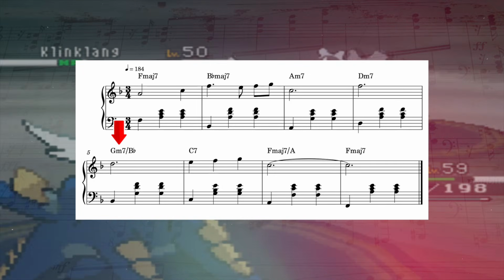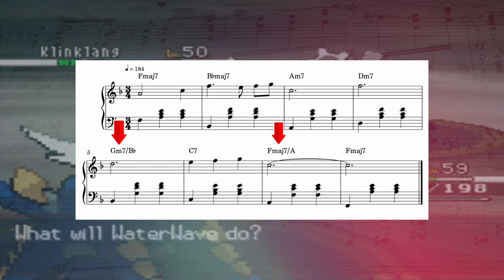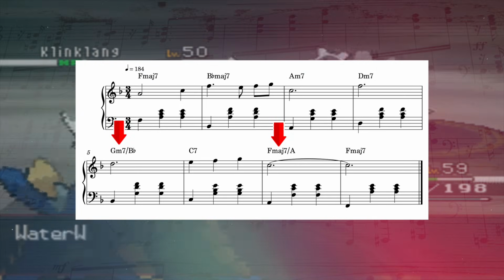I like the first 4 bars in root position, but there are 2 spots in the second phrase where we could use first inversion chords. We could change this G minor to G minor over B flat, and this F major 7 to F major 7 over A. Now here's where the third inversion chord comes in.